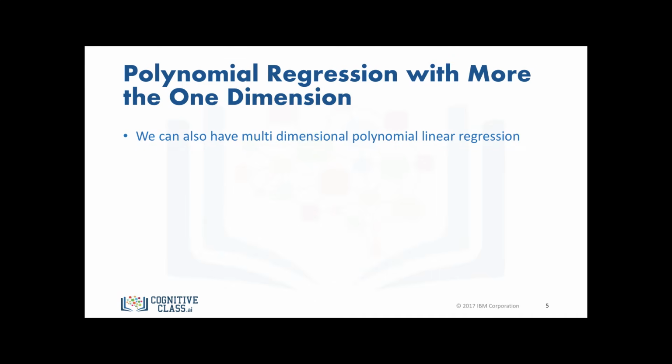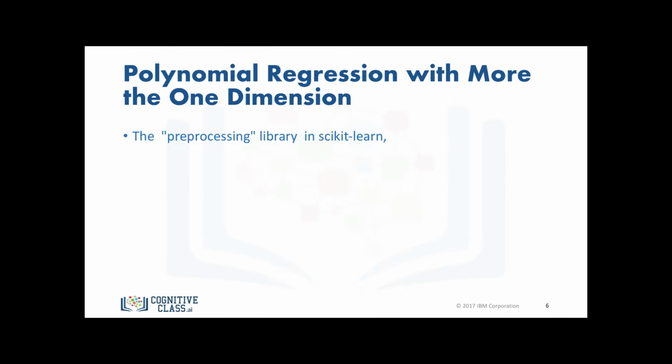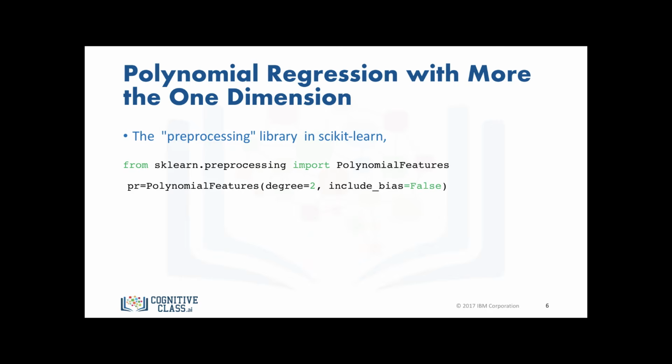We can also have multidimensional polynomial linear regression. The expression can get complicated. Here are just some of the terms for a two-dimensional second-order polynomial. NumPy's polyfit function cannot perform this type of regression. We use the preprocessing library in scikit-learn to create a polynomial feature object. The constructor takes the degree of the polynomial as a parameter. Then we transform the features into polynomial features with the fit_transform method.